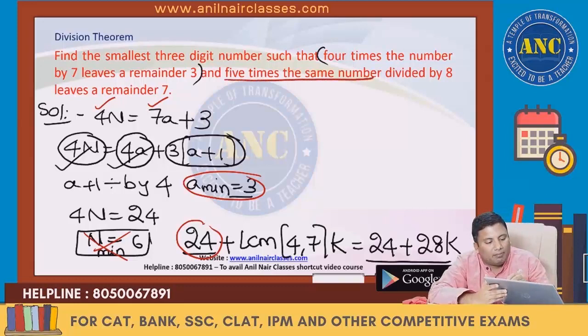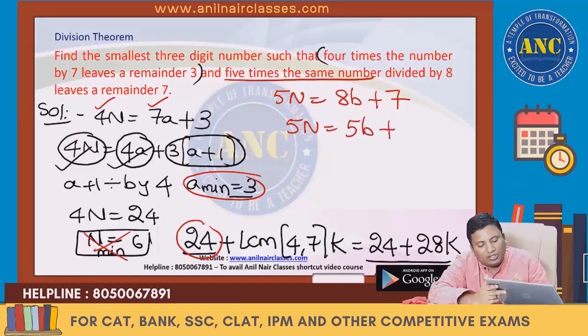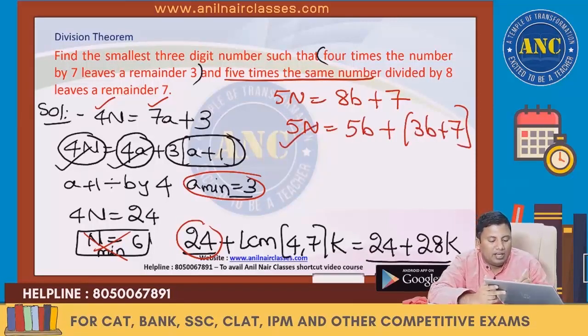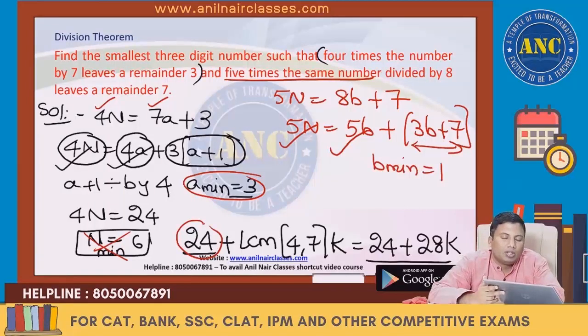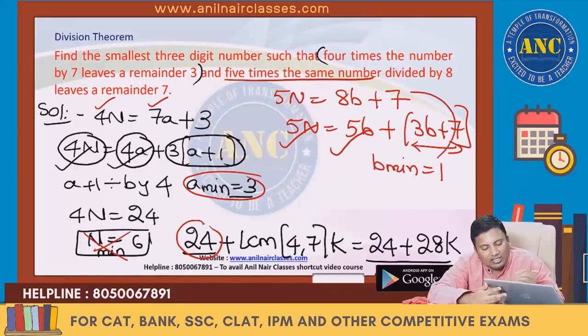5 times the same number, 5n, when divided by 8, gives a remainder 7. 5n is equivalent to 5b plus 3b plus 7. This is divisible by 5. This is divisible by 5. 3b plus 7 should be divisible by 5. B minimum is 1, 3b plus 7 is 10. B value is 1. If B is 1, the lowest value is 8 plus 7, which is 15.